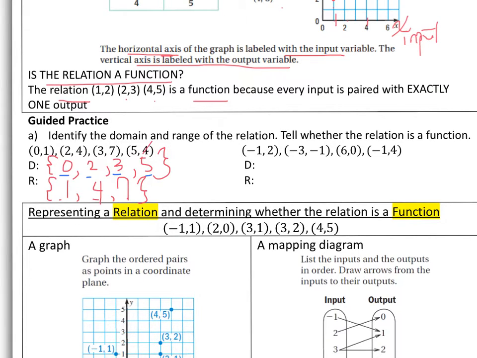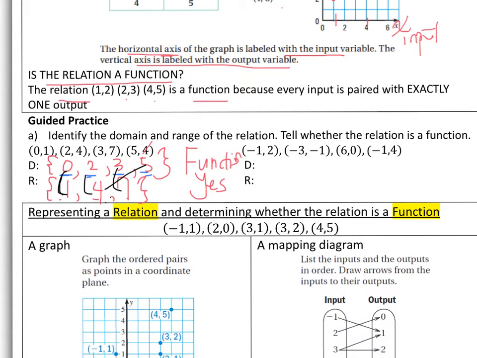And for this problem, it is a function. Yes, because none of the x values repeat. For every input, there is exactly one output. So 0 to 1, 2 to 4, 3 to 7, 5 to 4. It's okay for the y value to repeat.